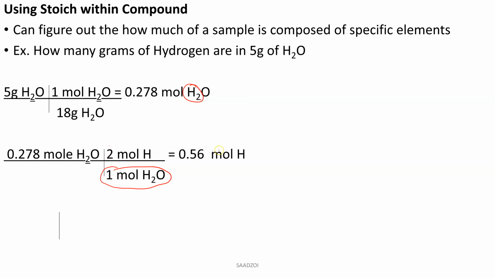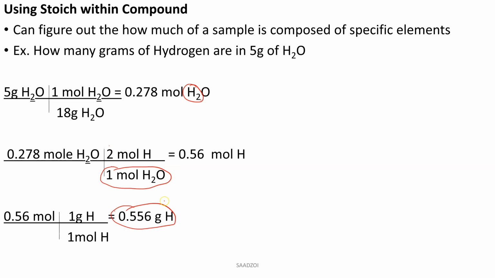You get 0.56 moles of hydrogen, but they're not looking for moles, right? They're looking for grams. So now what I have to do is go from here back to grams. I know you're saying it's pretty redundant, doing all this over and over again, but you have to. So this is how many grams of hydrogen there is. How many grams of oxygen? Just do the math. 5 minus this, that's your oxygen. Or you could do all this again for the oxygen if you wanted to, but I suggest just subtracting.